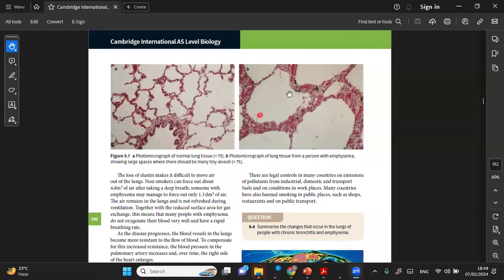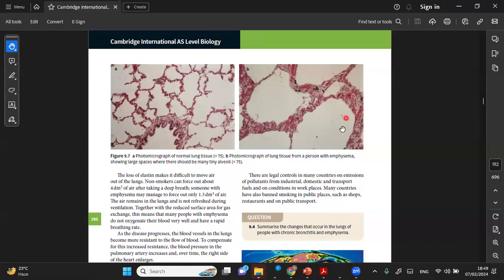See these large spaces? This is all due to bursting of these alveoli. So these alveoli are all going to burst. This is going to burst, this is going to burst, all of this is going to burst. When all of this bursts, you'll be left with huge, large spaces. This is how emphysema looks, right? So over here, what is the patient going to have? Small alveoli is normal.